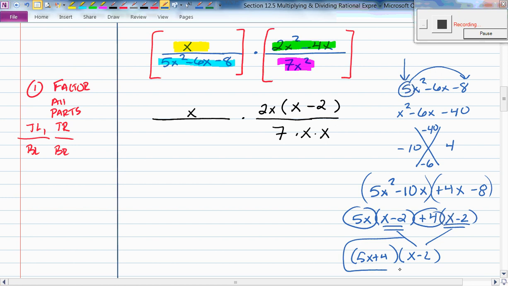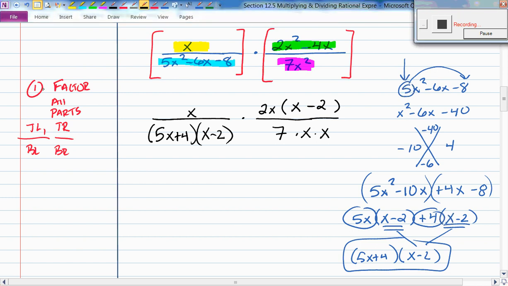This is a process for sure. Great. Now I'm going to put that right down here. That gives me 5x plus 4 and x minus 2. So it's very, very important that we remember how to factor using this process. That's the hardest problem that I could ever possibly give you. Okay?